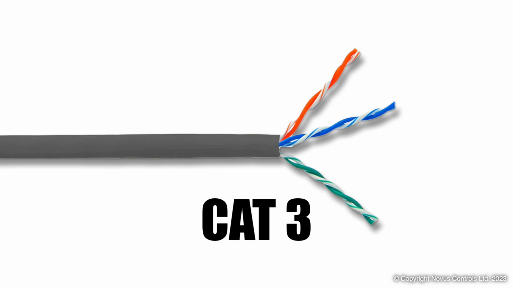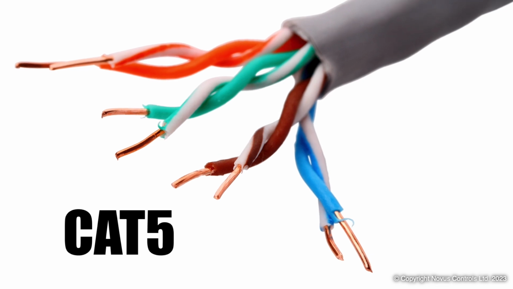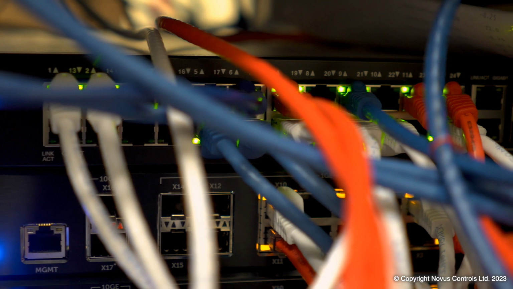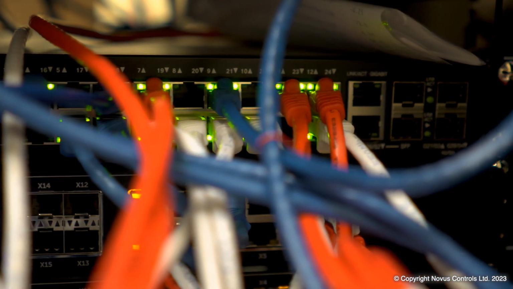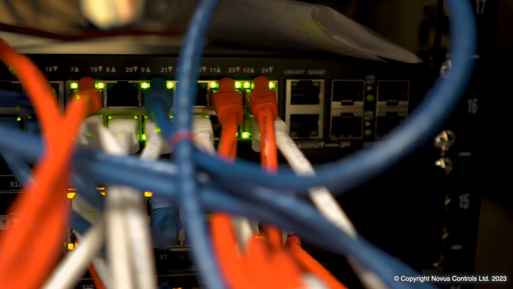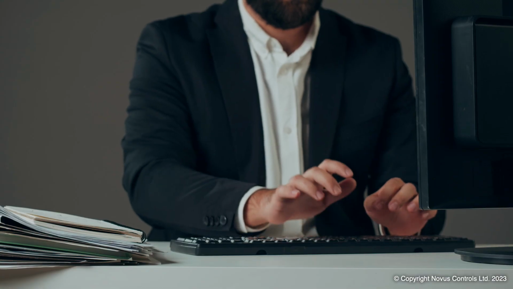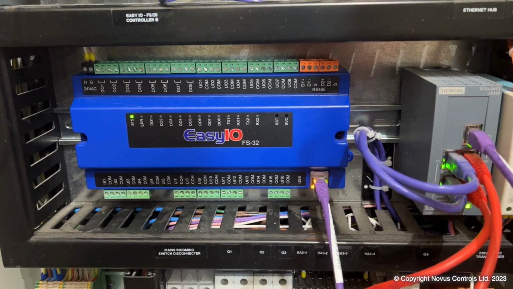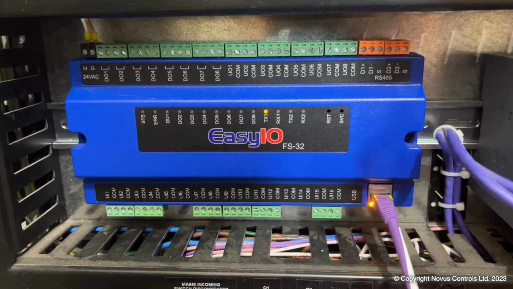Cat 3 was replaced by the brief appearance of Cat 4, which was then superseded by Cat 5 cable. Cat 5 utilizes 4 pairs of twisted cores capable of a frequency of 100 MHz and a maximum transmission speed of 100 megabits per second. Cat 5 laid the foundation for Ethernet as we recognize it today. These days, it's generally regarded as too slow for most data transfer applications, but for low bandwidth systems such as building automation, it can still be used effectively.